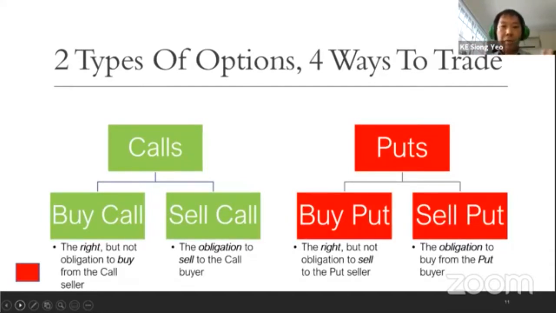So there are 2 types of options that I said, call and put. There are 4 ways to trade. You can be a buyer, you can be a seller. So what does it mean to be a buyer? When you buy a call, let me just recap again. A call is depicted by the bull image. That means you are somewhat bullish. A put is depicted by the bear. Now, if you're a call buyer, what does a buyer do?